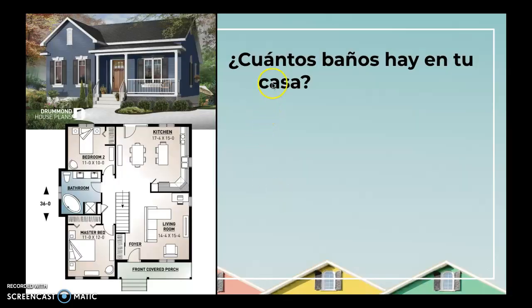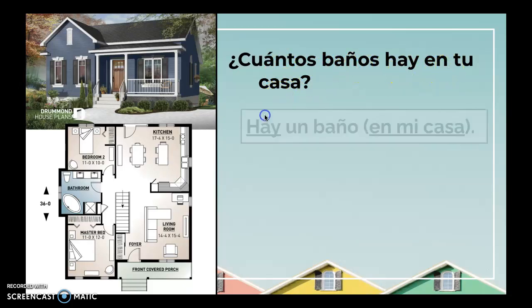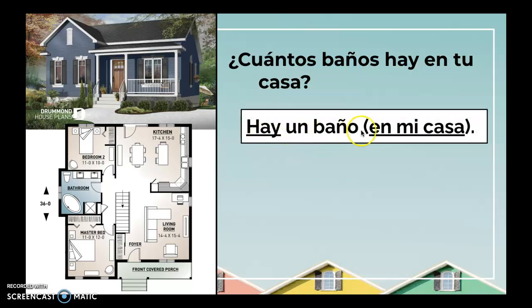Okay. Or if the question, ¿cuántos baños hay en tu casa? How many bathrooms are there in your house? You could say, hay un baño en mi casa. You notice we don't say uno baño. When we're saying one of something, we just leave it at un. When we're counting numbers, like 1, 2, 3, 4, 5, we would say uno, dos, tres. So we'd say uno. But just here we'll say un baño. So we'll just use this hay again.